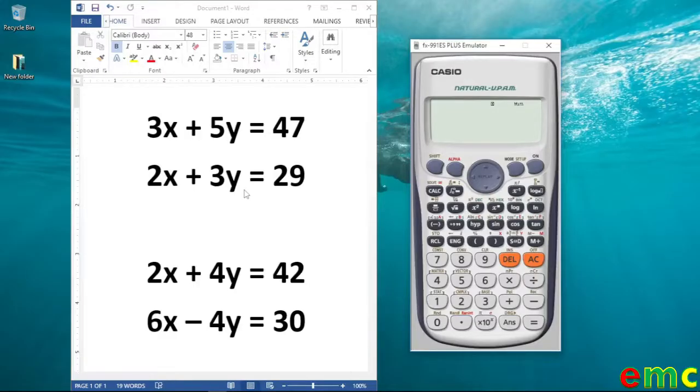In this video, we'll be looking at how to use a calculator to solve simultaneous equations. That is a system of linear equations with two unknowns, just as we have in this case. Without much delay, let's get the work done.